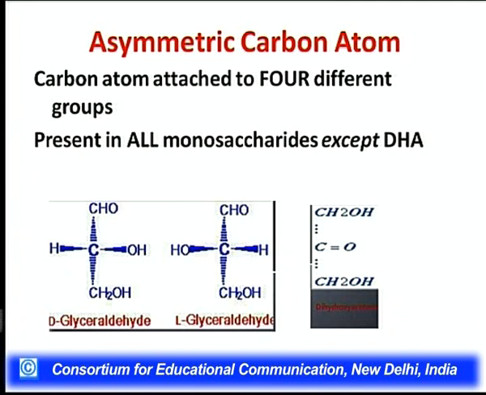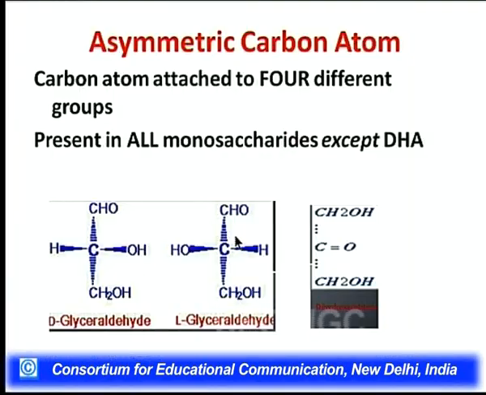If I look into glyceraldehyde, please look here carefully, this carbon is attached to 4 different groups. That is, the 4 different groups present here are CHO, H, CH2OH and OH. Similarly, in this structure too, the groups attached to this carbon are different: CHO, OH, CH2OH and H. All compounds which have a carbon attached to 4 different groups have what is known as a chiral carbon or asymmetric carbon.